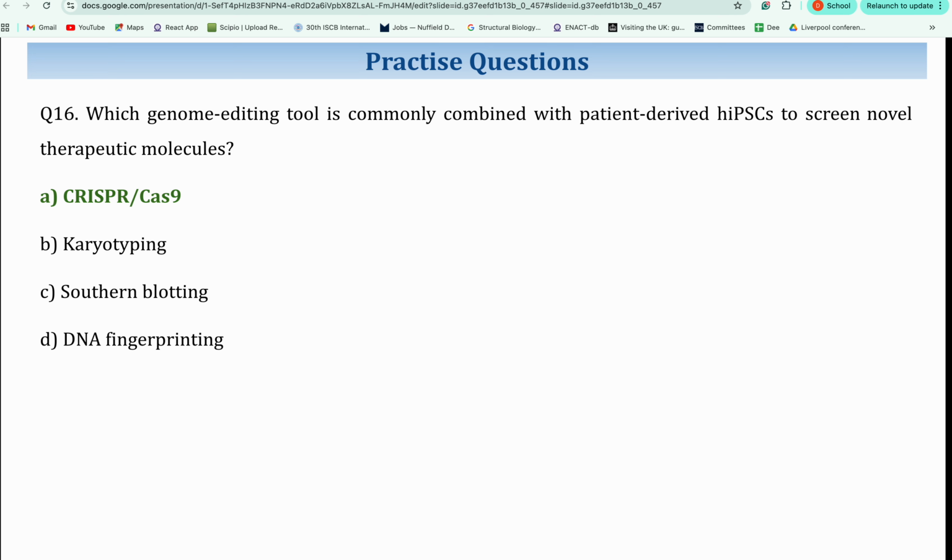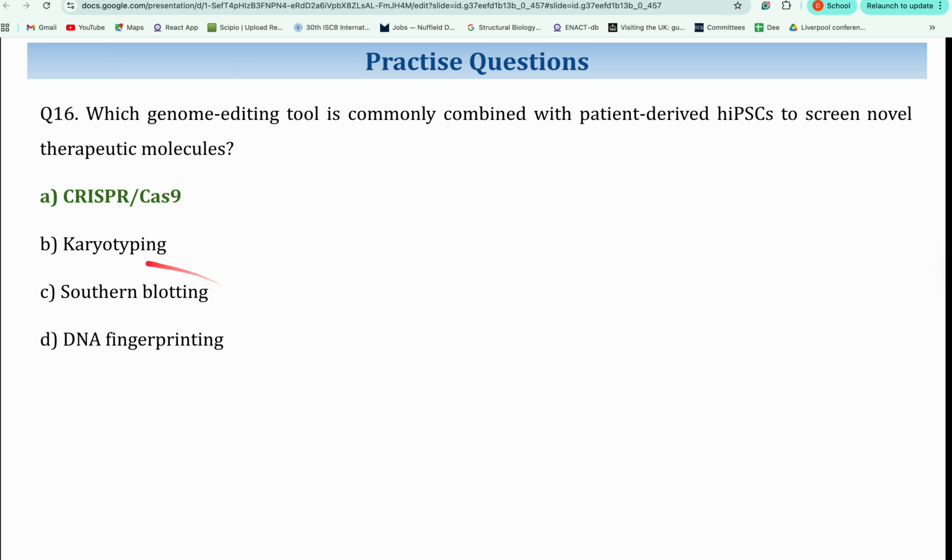Okay, so let's see. The right answer is option A, which is CRISPR-Cas9, and we already know how we can use this. But the other options were karyotyping, in which we look into all the chromosomes which are present. So this is not a genome editing tool.